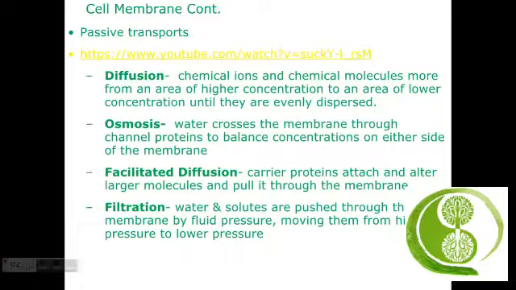Then we had facilitated diffusion. This is where a carrier protein attaches and alters the shape of the larger molecules and then pulls it through the membrane. And then finally we have filtration. This is where water and solutes are pushed through the membrane by fluid pressure, moving them from higher pressure to lower pressure.